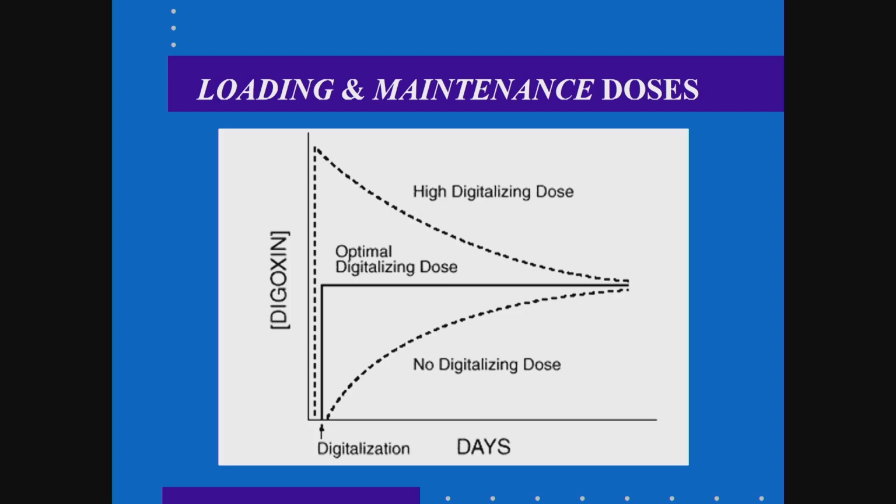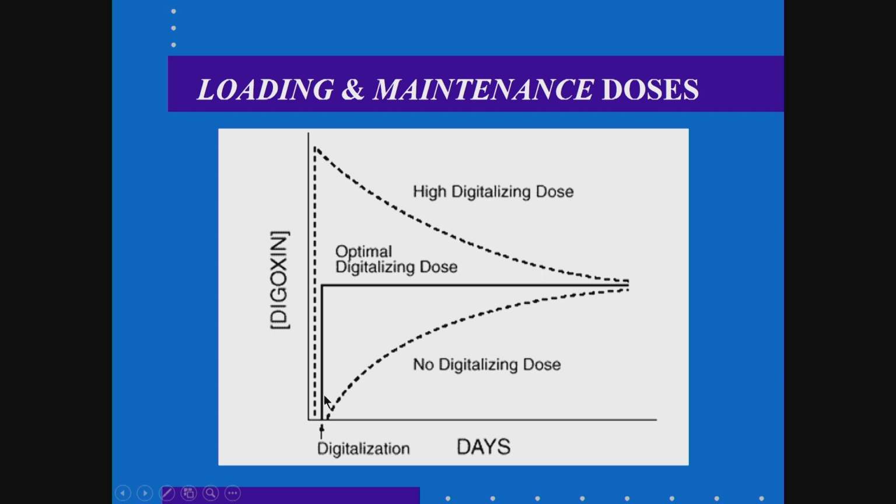Now, let's see graphically what happens in 3 different situations here. The first one is that no digitalizing dose, no loading dose was administered, and the drug is accumulating exponentially until it reaches a plateau. The solid line here would be a situation where a loading dose was administered to establish a therapeutic level quickly, and then the optimal maintenance dose was administered over a period of time. Actually, the maintenance dose here is the same as the maintenance dose here.